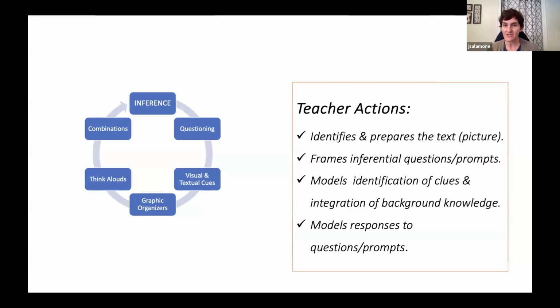So as the teacher, it's my responsibility. I want to identify the text. And once I have my text sets, I'm going to prepare and plan around that text. We'll talk a little bit about what that might look like, but really thinking mindfully about the passages and what I'm going to be framing as a question or a prompt. Again, I want to model the identification of clues and the integration of background knowledge so that I can make that process really transparent for my students. And then also I want to show them how I would answer those questions and prompts.